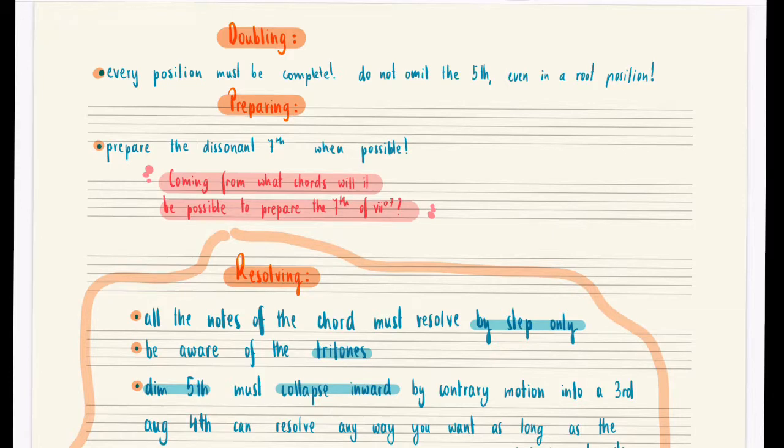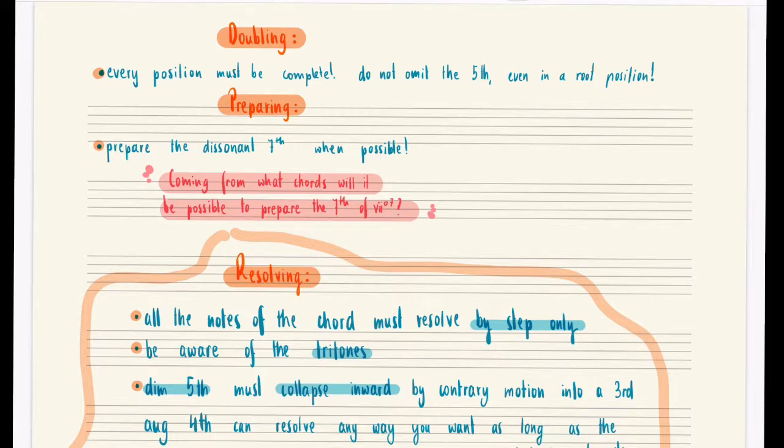First, let's talk about doubling. Every position must be complete. This means we have to have the root, we have to have the 3rd, we have to have the 5th, and we have to have the 7th. We cannot omit any of those.